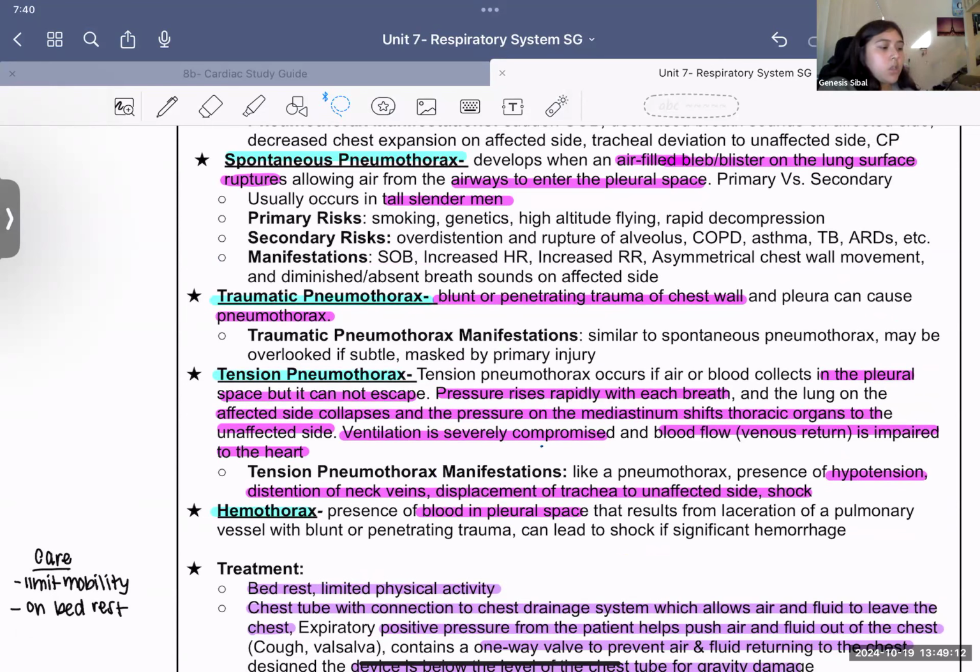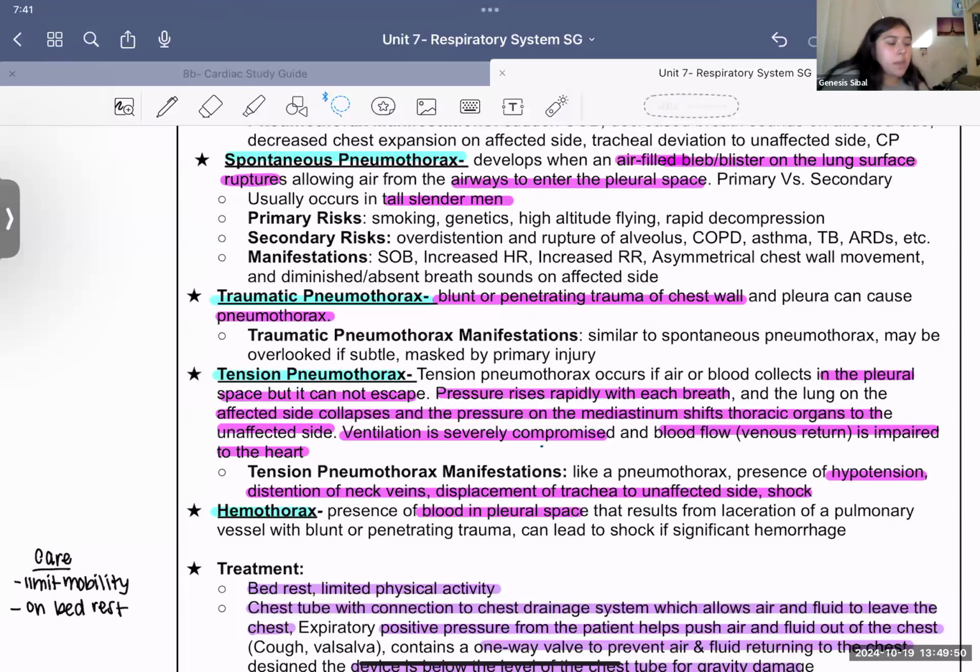The reason is because your lung can actually pop and rupture. It also leads to some heart damage and ischemia as well. Tension pneumothorax occurs if air or blood collects in the pleural space but cannot escape. So the pressure rises rapidly with each breath, and the lung on the affected side collapses. The pressure on the mediastinum, which is in between your lungs, right, then shifts the thoracic organs to the unaffected side. That's why the heart is usually affected with this. Ventilation is severely compromised, and blood flow to the heart is impaired because of that.